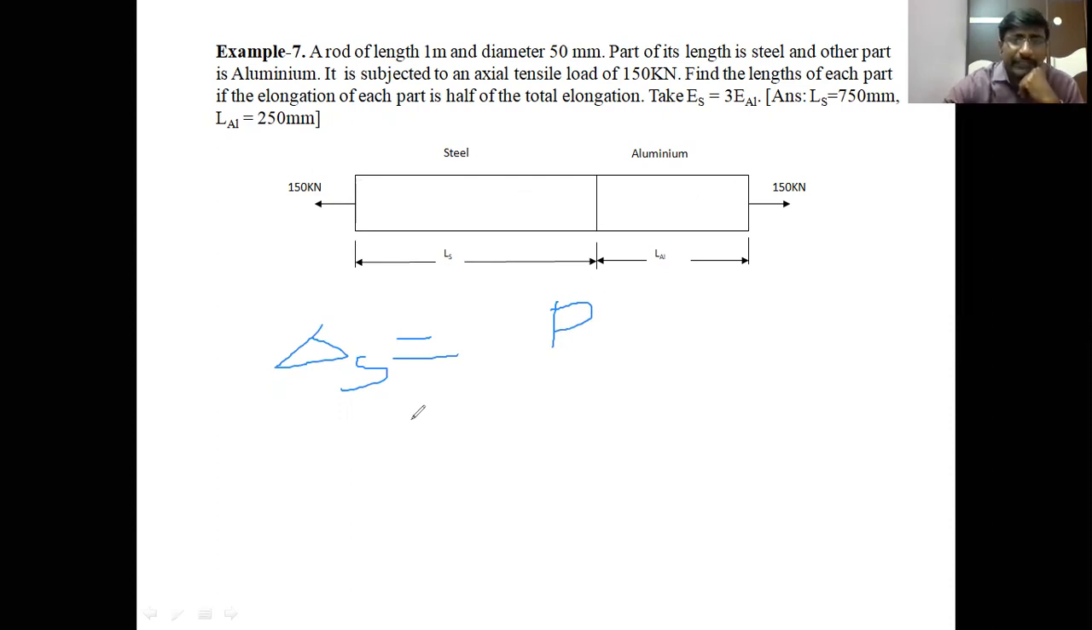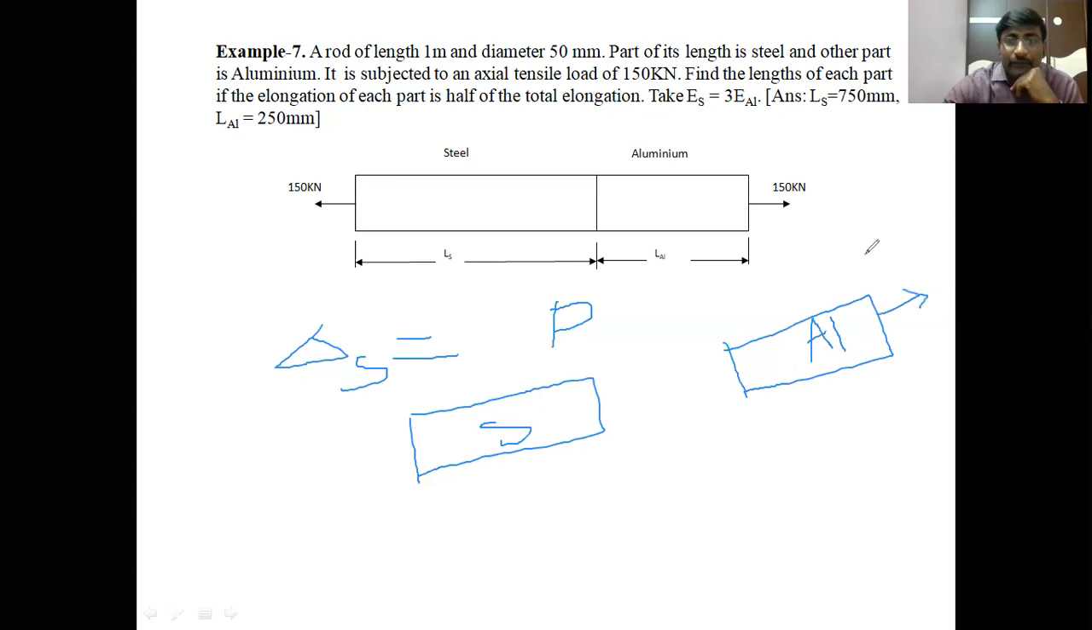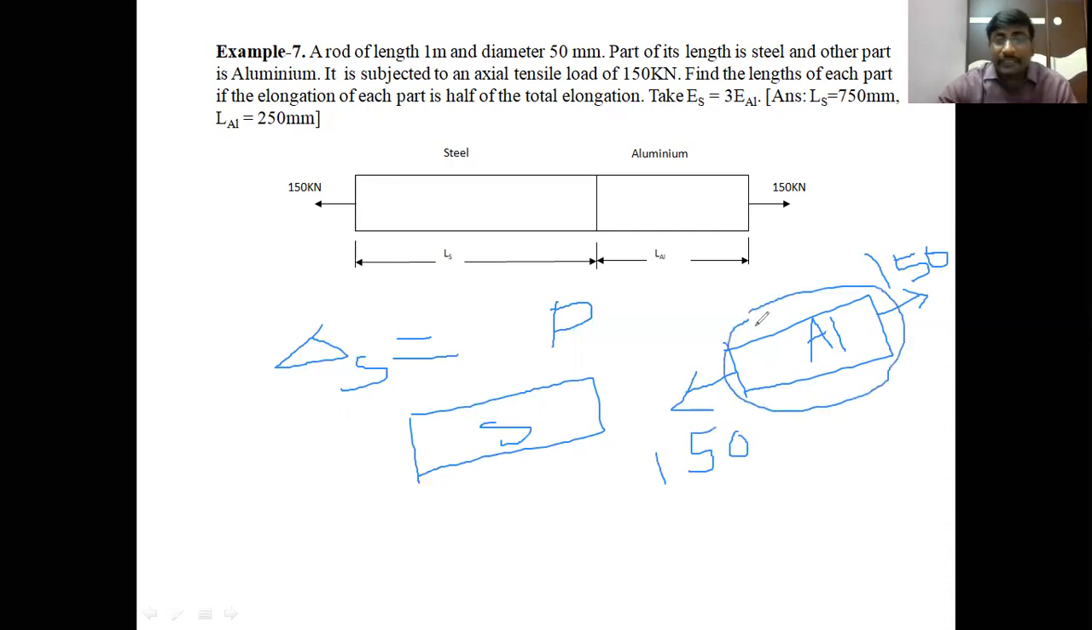Because if we split that material into two pieces, steel and aluminium, and draw the free body diagram, what is the force acting on the aluminium on the right hand side? Here 150 kilonewtons. You have to put the 150 kilonewtons at this place first of all. To maintain the aluminium in equilibrium, there must be 150 kilonewtons in the opposite direction on the left surface.